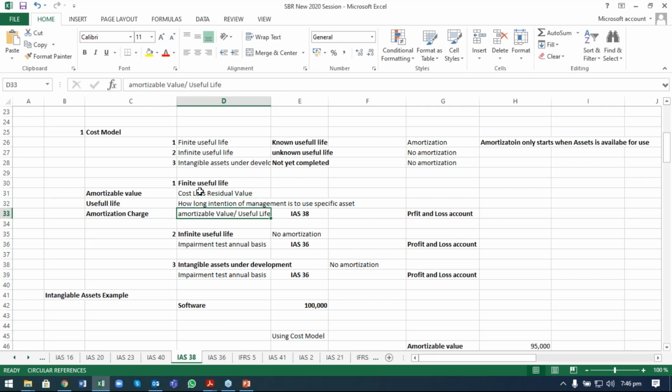The amortization charge is the amortizable value divided by useful life. Right now I'm considering it on a straight line method. If there's an infinite useful life of an asset, then it should not be amortized, but an impairment test must be carried out on an annual basis under IAS 36.